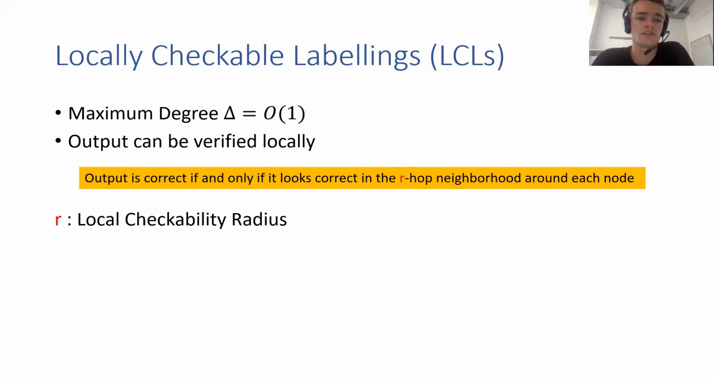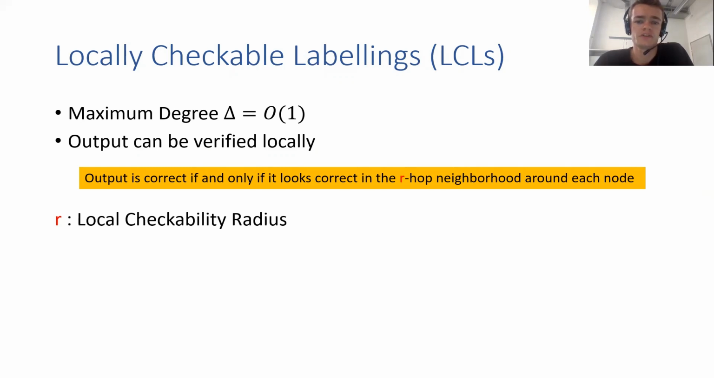Okay, so what are these locally checkable labeling problems that we will study, or LCLs for short? They are defined on graphs of maximum degree delta, being some constant. And the property that these LCLs have is that the output can be verified locally. What do I mean by that? Well, if we have some solution, it's correct if and only if it looks correct in the R-hop neighborhood around each node, where R denotes the local checkability radius and is just some constant. So what do I mean by that?